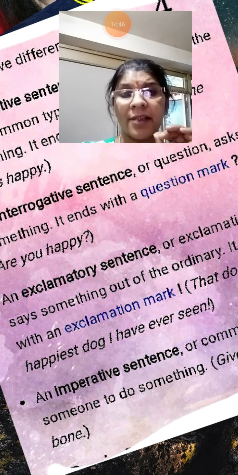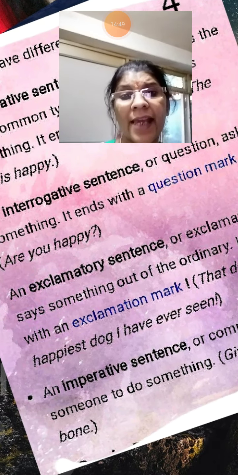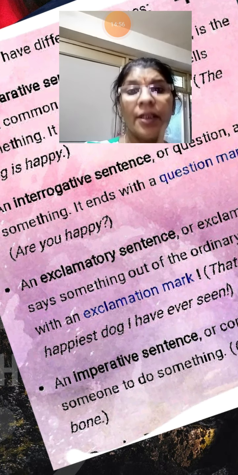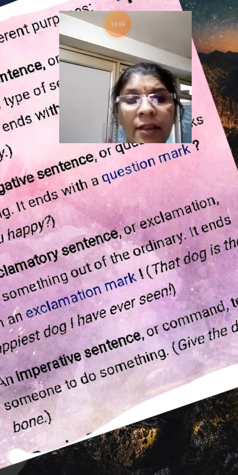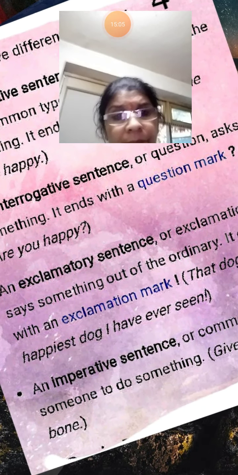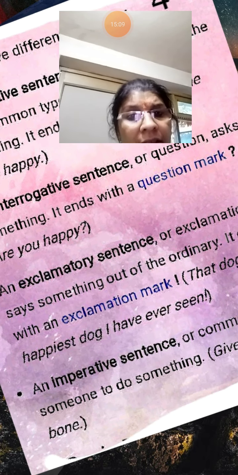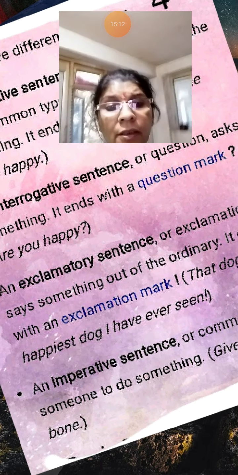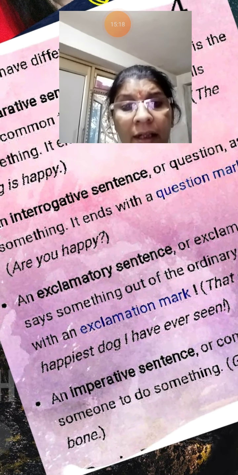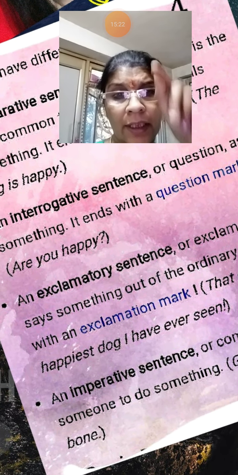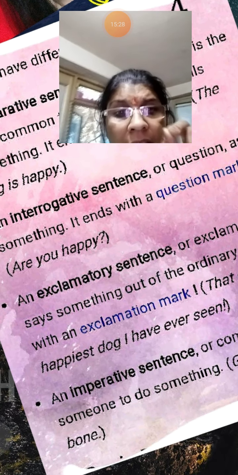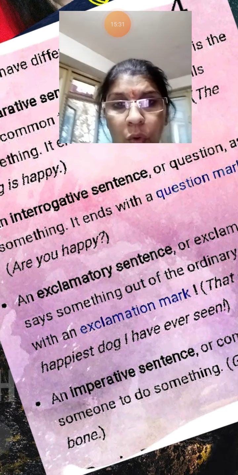An exclamatory sentence or exclamation says something out of the ordinary. It ends with an exclamation mark. The dog is the happiest dog I have ever seen! There is an exclamation mark after the dog. That dog is the happiest dog! There is a sign of exclamation, like a one with a dot below it.